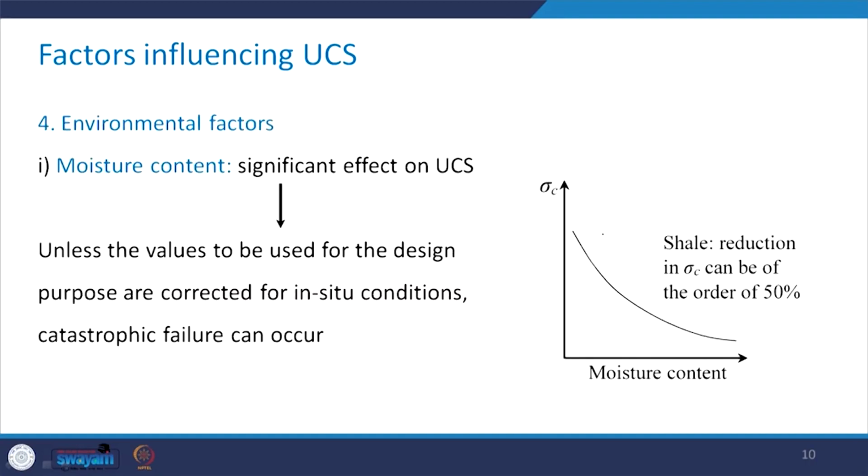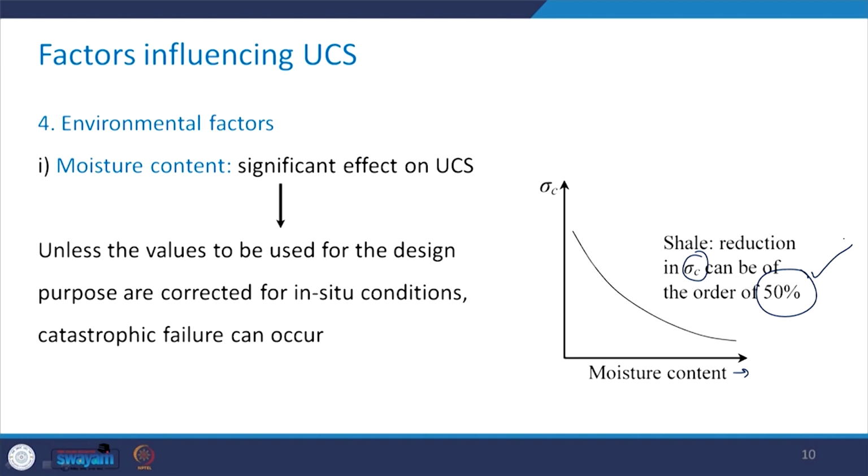Some environmental factors are very important. The first one is the moisture content. It has a significant effect on UCS, and if you take a look at this figure, which has been drawn for shale, with the increase in moisture content, the reduction in the UCS can be of the order of 50%. So, you see it has a significant effect. Again, it depends upon what type of rock it is. For a few rocks it can be as significant as 50%. So, unless the values to be used for design purposes are corrected for the in situ conditions, catastrophic failure can occur.